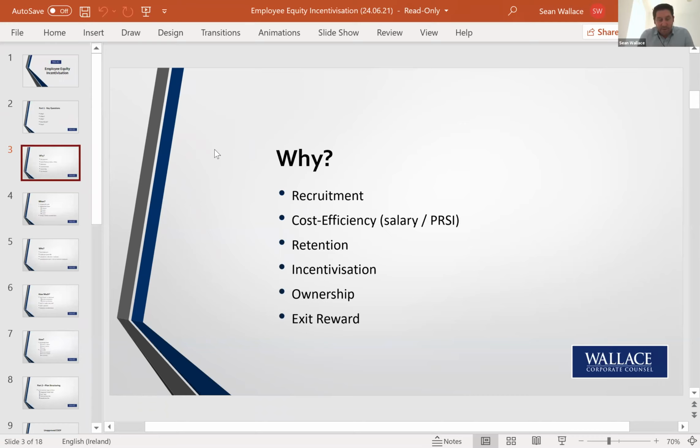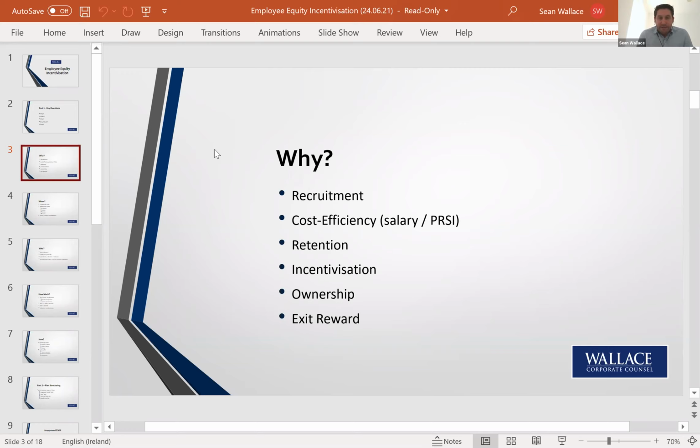Bearing in mind, and to the next point, the cost efficiency, a lot of startups or growth companies don't have a lot of cash to pay high salaries to attract the talent they need. So options or equity provide an alternative means of rewarding staff or employees and recruiting them in a cost efficient manner. So a lower salary can be offset by employee options or equity, and that has a saving for the company as well. You're avoiding a 10% plus PRSI charge on the granted shares or options as opposed to an increased salary. So there's some real tangible financial benefits in that as well.